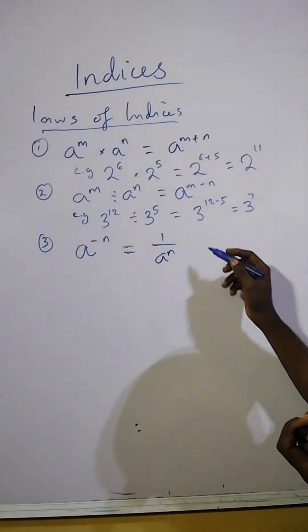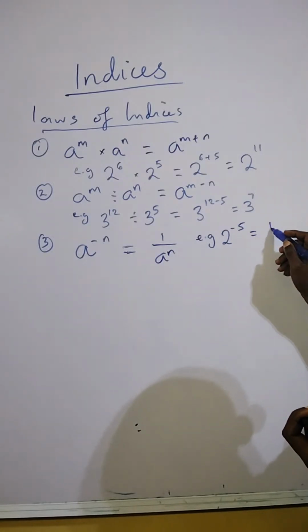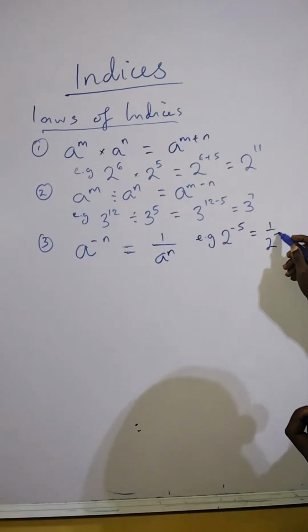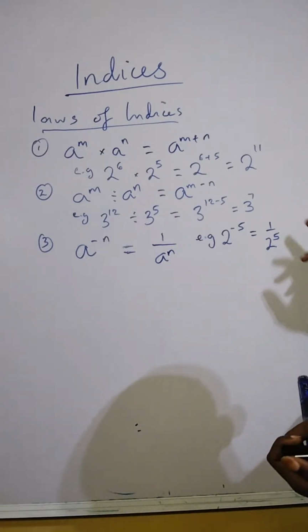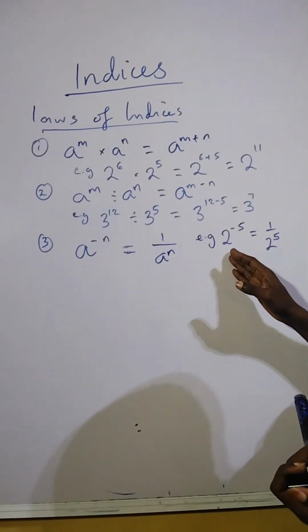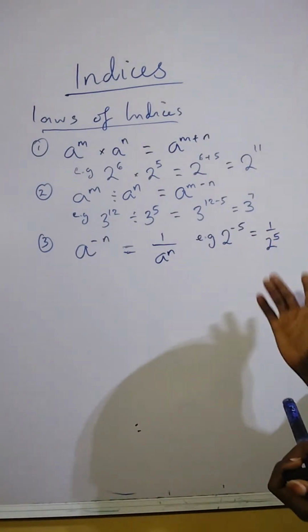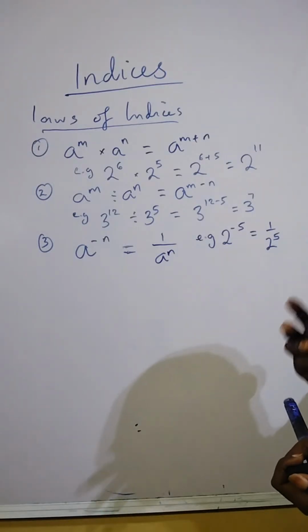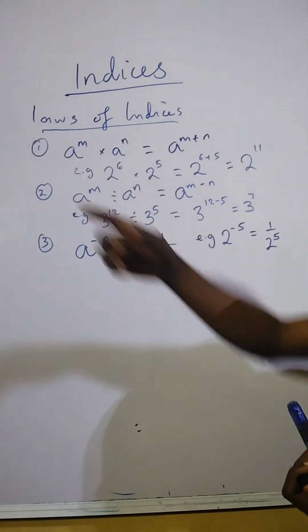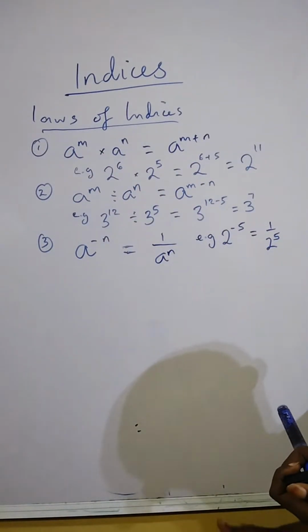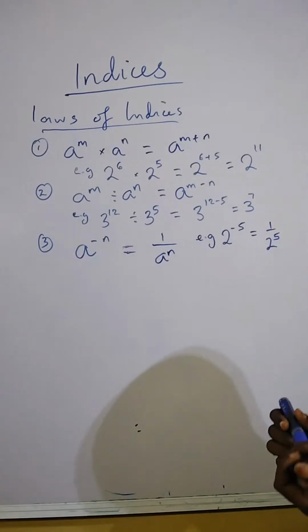So e.g., if we have 2 raised to power minus 5, we write this as 1 over 2 raised to power 5. Now, when we have it this way, you can also reverse it. When we have it like this, you can write it like this. So we can reverse back all the law. If we are given it like this and we want it in this type in our solution, we can reverse it as well. Okay, so that is that.